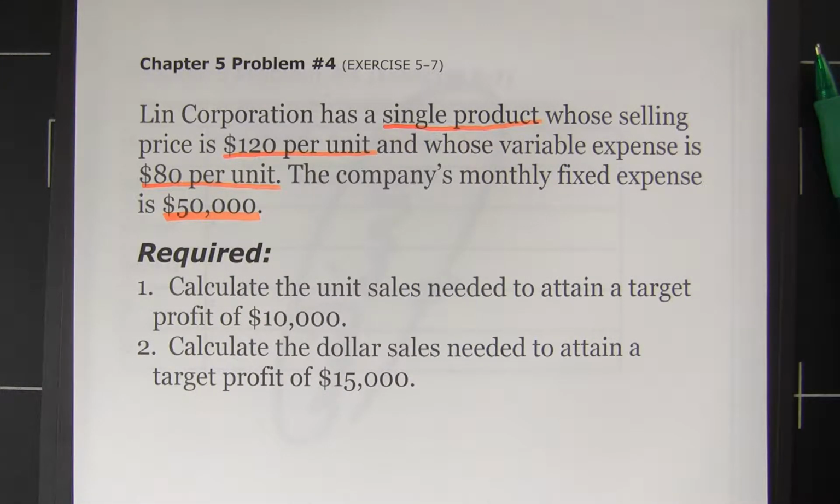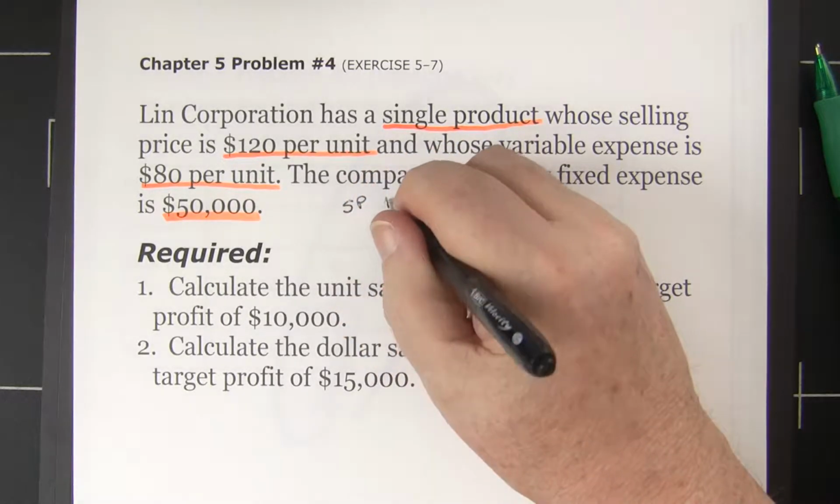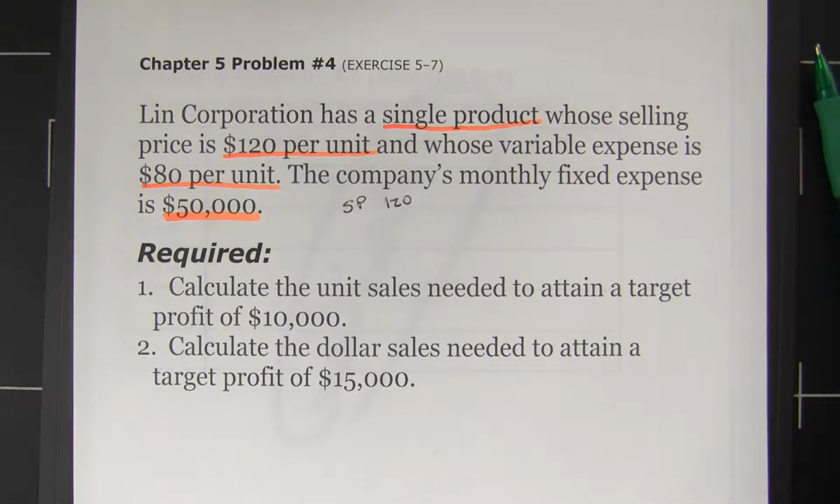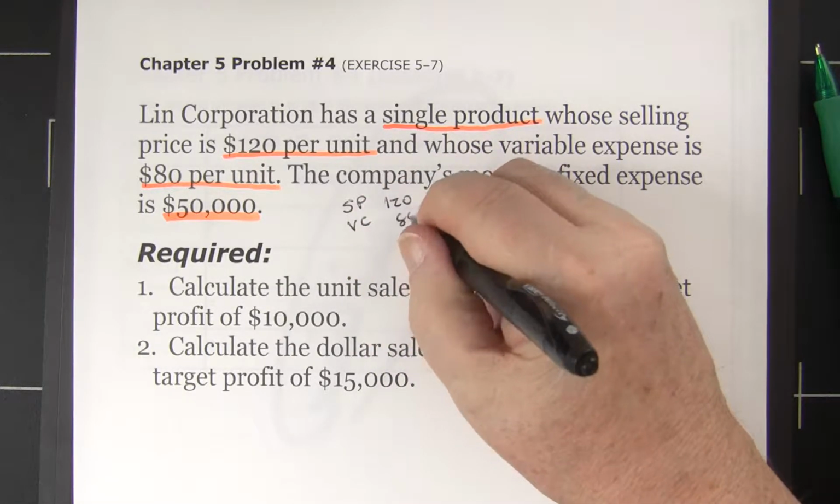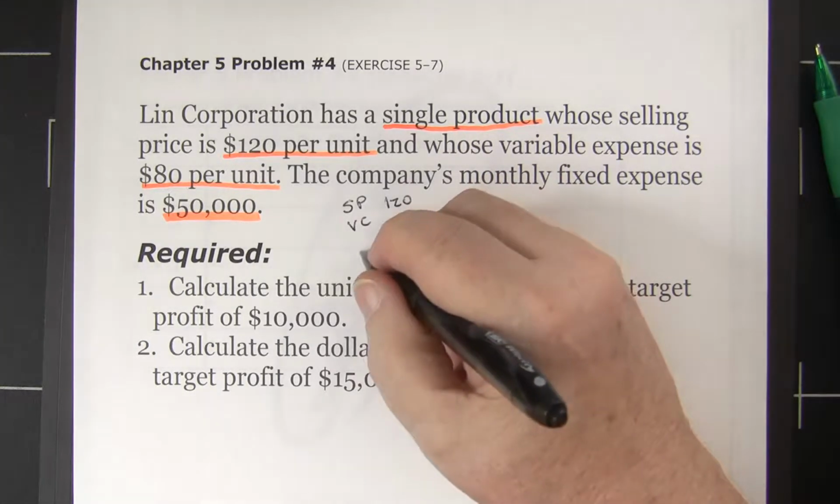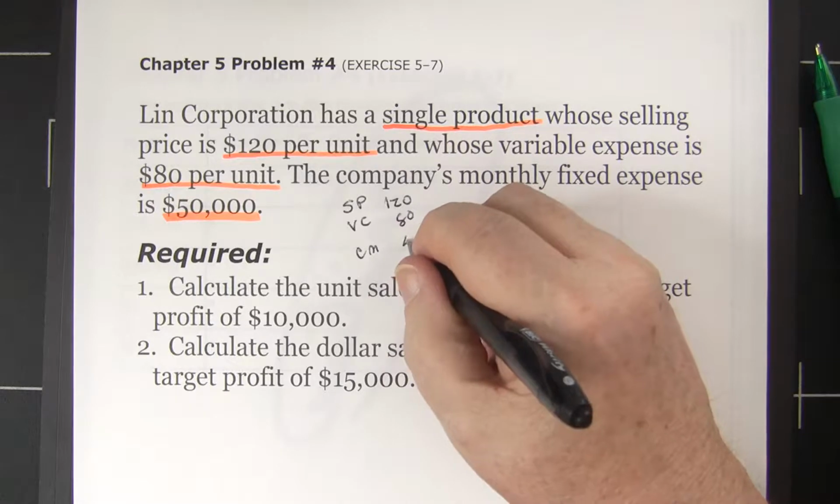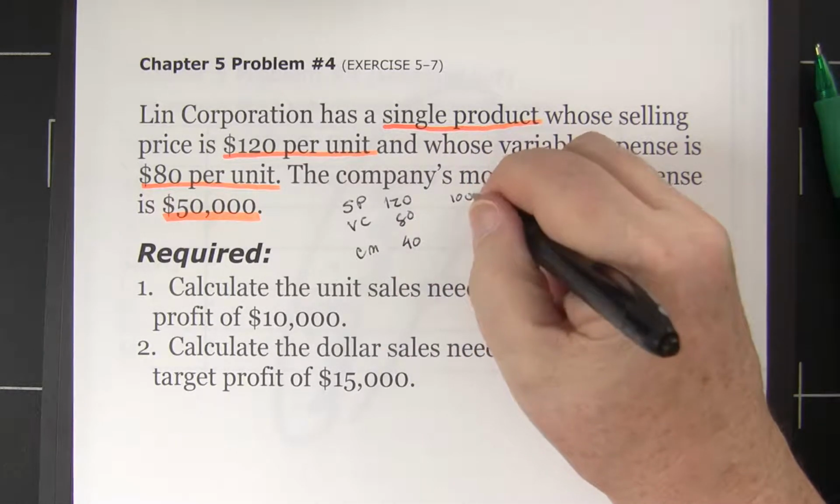Now, I cannot help myself. When I'm given variable cost and selling price, I have to do contribution margin. It's congenital. I can't help it. So my selling price is $120. My variable cost is $80. My contribution margin, therefore, is $40.